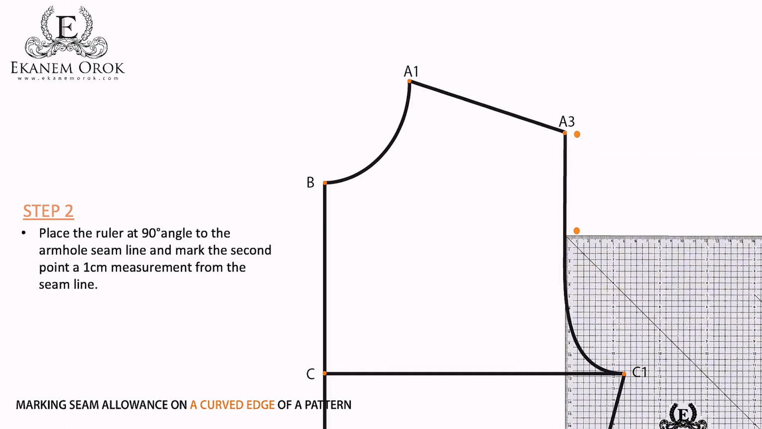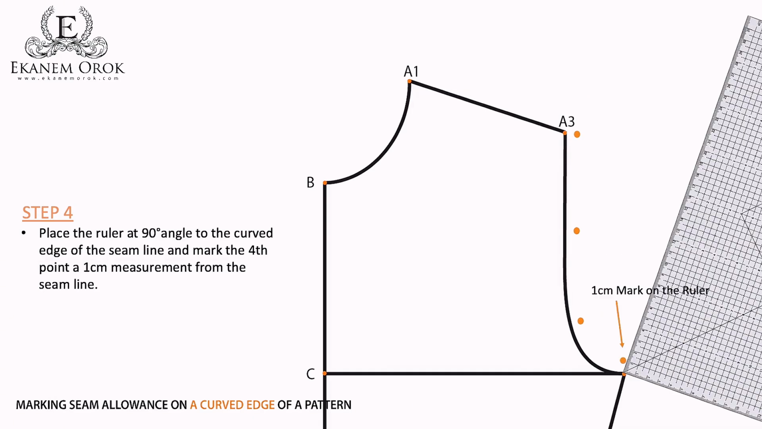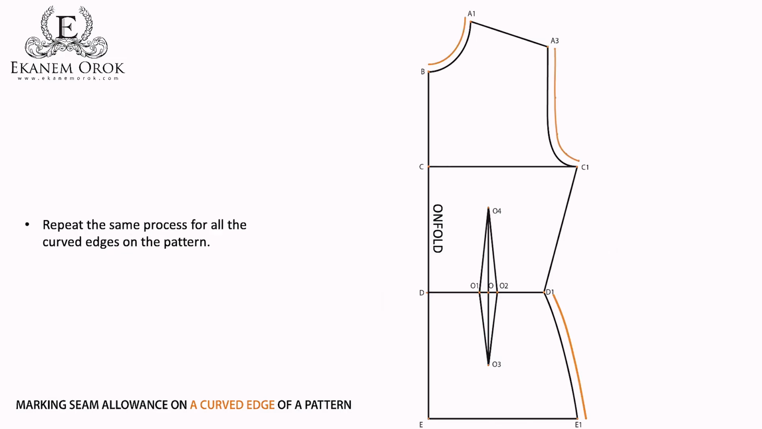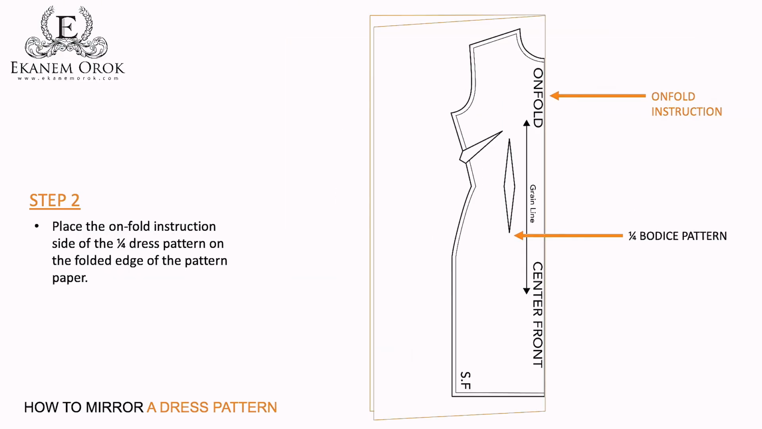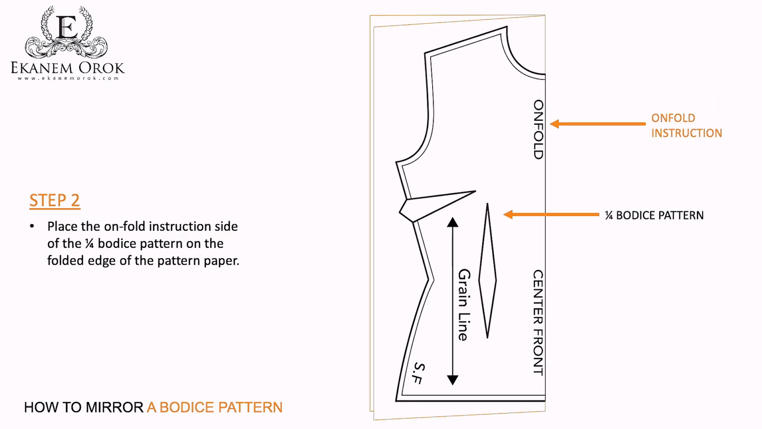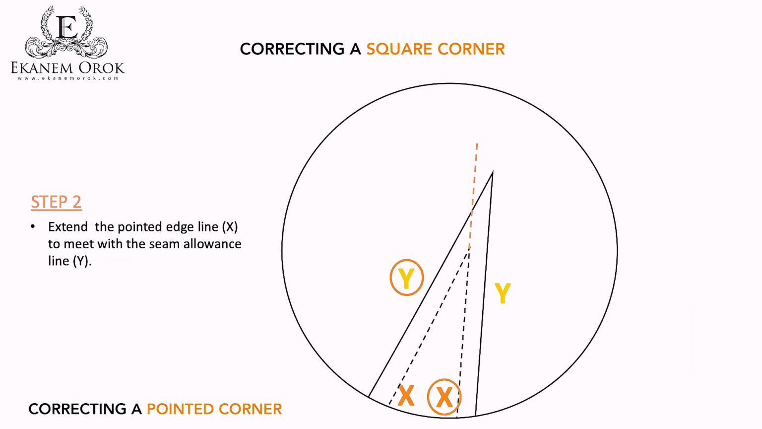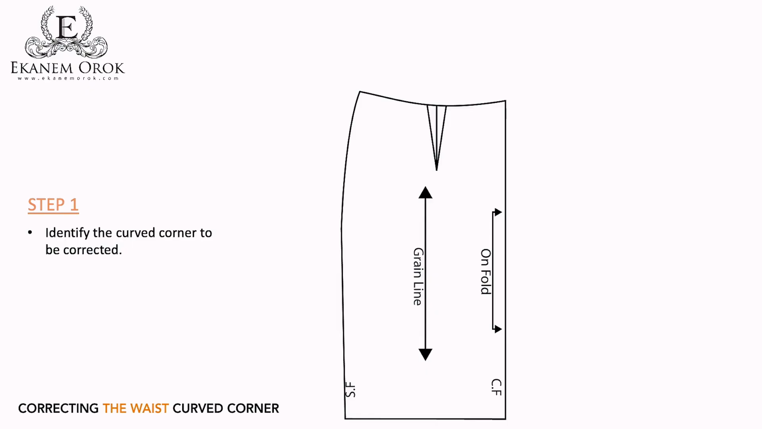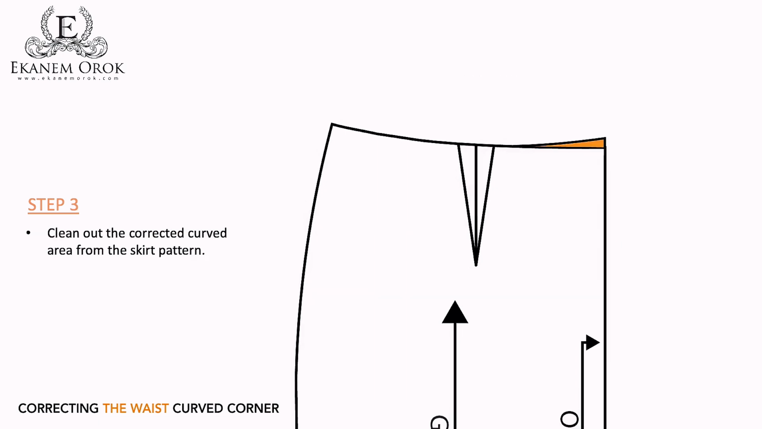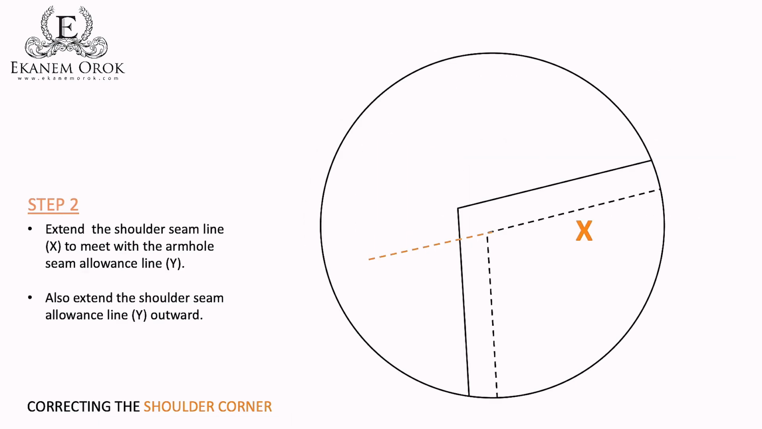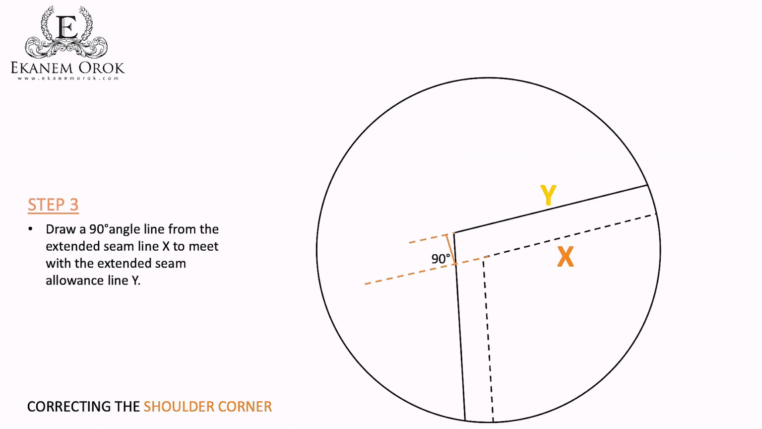In section 9, you learn how to mark seam allowance on the straight edge and the curved edge of the pattern. In section 10, you learn how to mirror the skirt pattern, dress pattern, and bodice pattern. In section 11, you learn how to correct pattern corners, neck corners, waist curve corners, pointed corners, and shoulder corners.